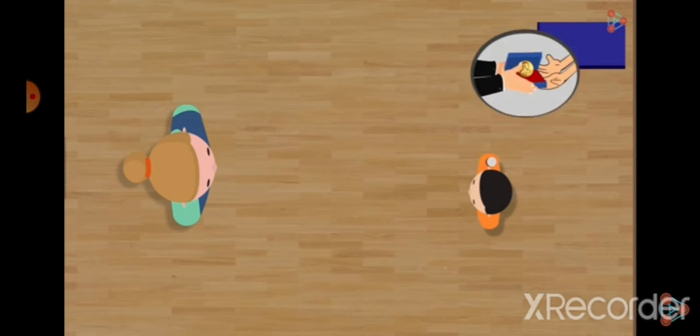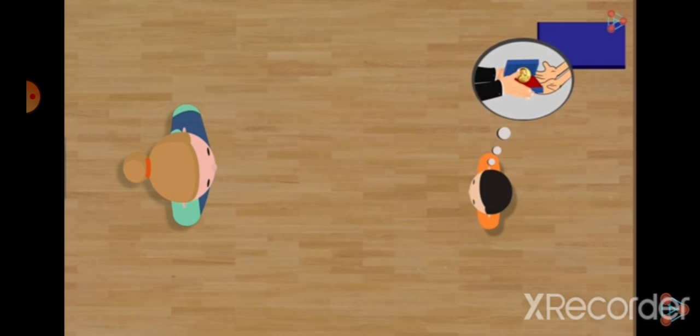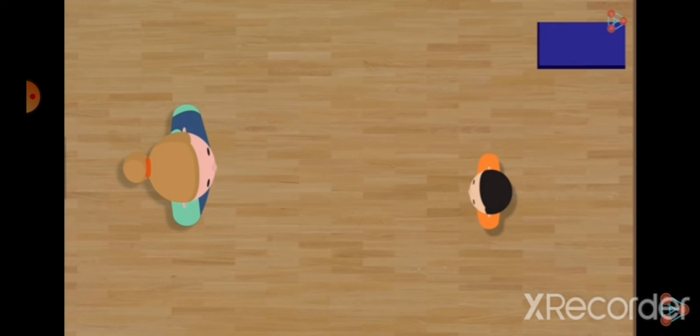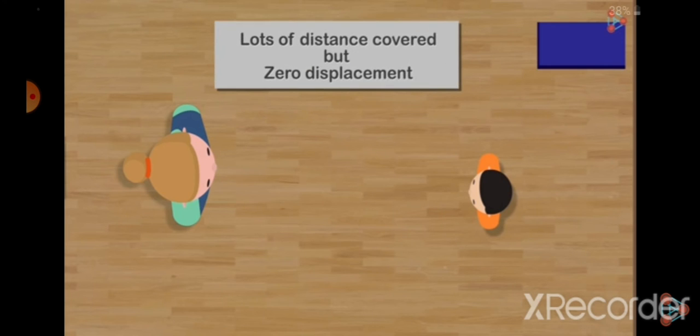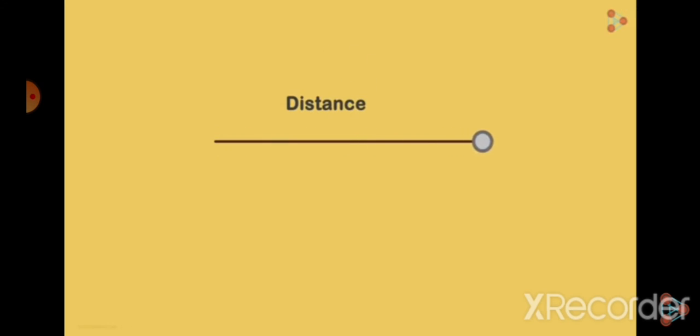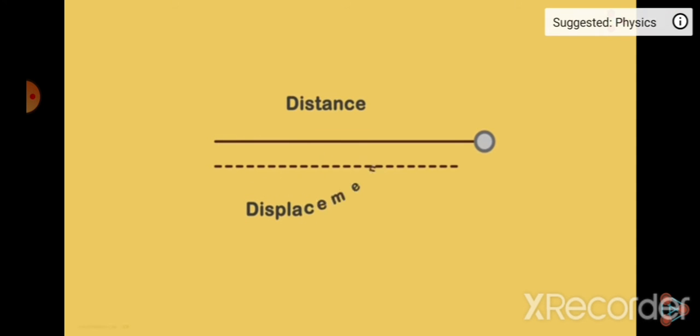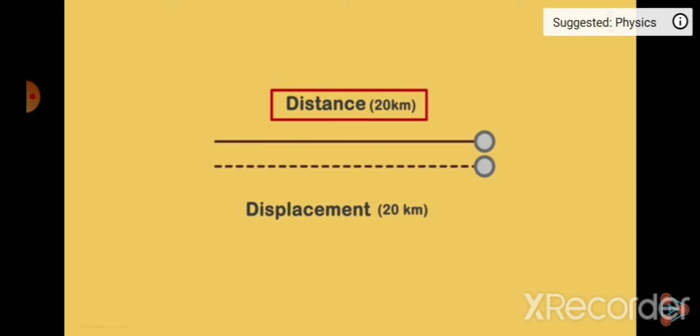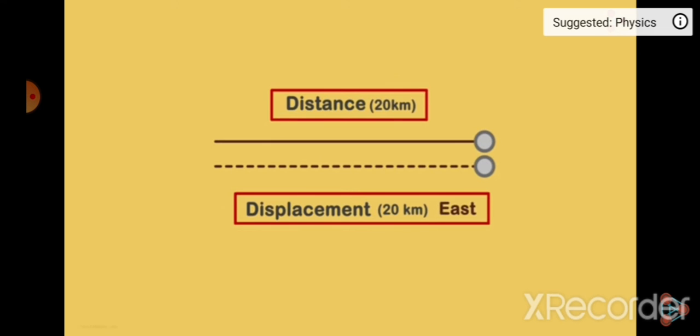The child, being the future expert in physics, has in fact disobeyed her instruction and covered lots of distance. But at the same time, he can argue that he did follow his mum's instruction. Lots of distance covered, but zero displacement. If the distance traveled is a straight line, the displacement will be the same magnitude as the distance, but with the direction provided as well.